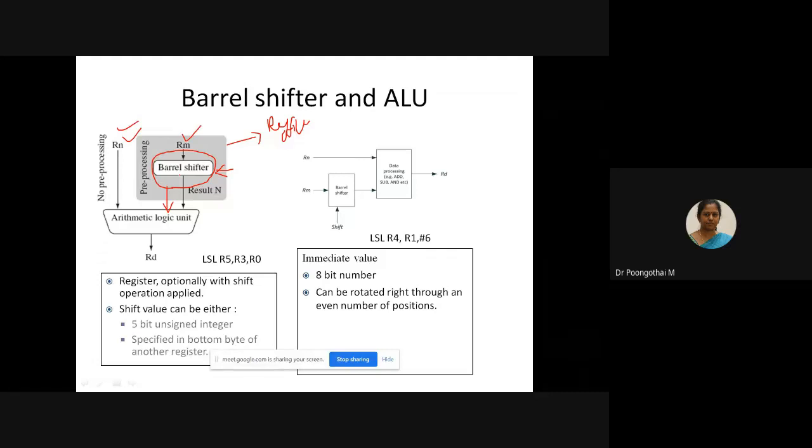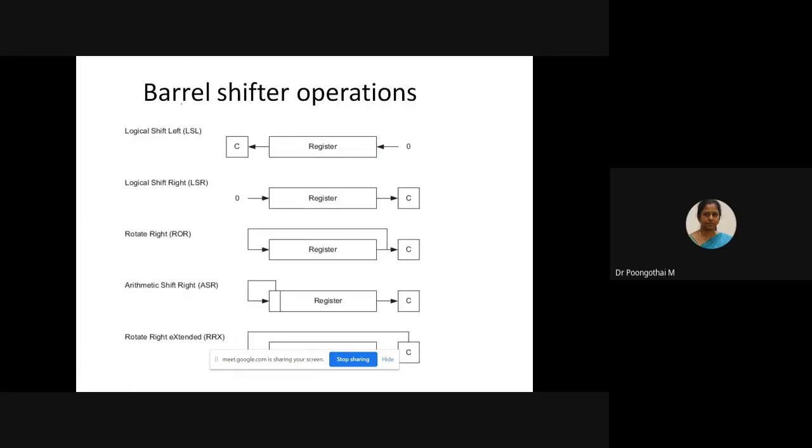Basically, ARM does not have an actual shift instruction. Instead, it has a parallel shifter which provides a mechanism to carry out shifts as part of other instructions. For example, LSL R5, R3, R0. Similarly, LSL R4, R1, #6. Here the number of shifts can be specified either by using a register or by using an immediate operand. So these are the parallel shift operations.